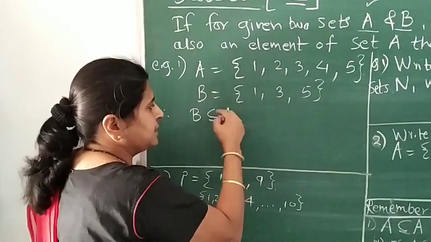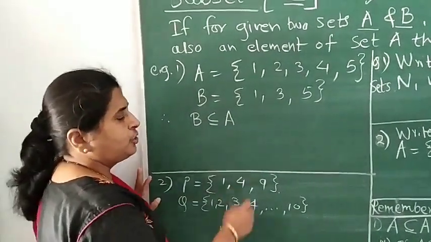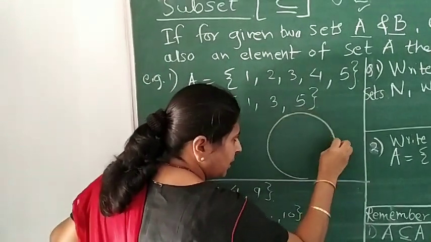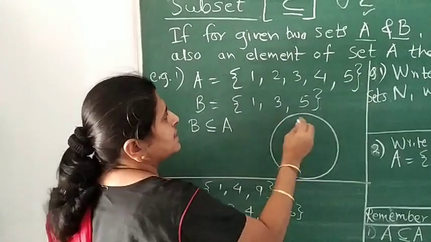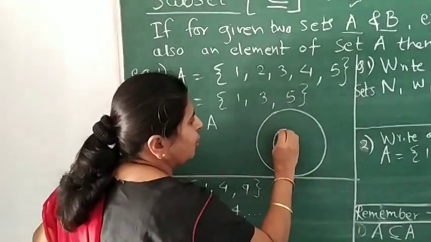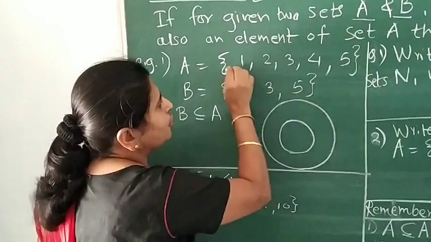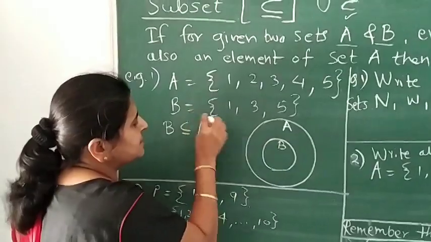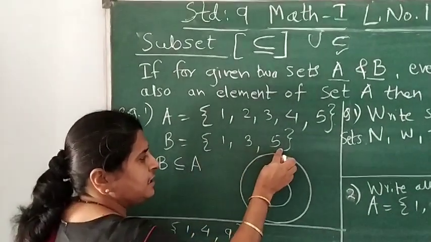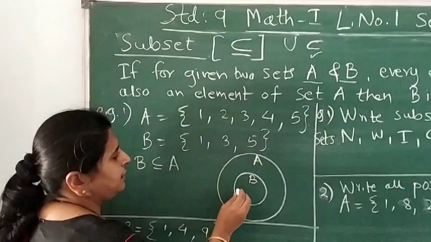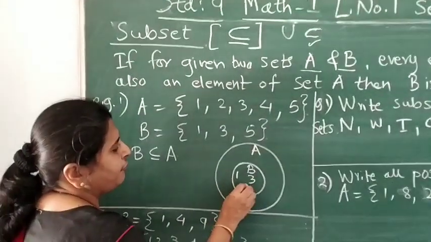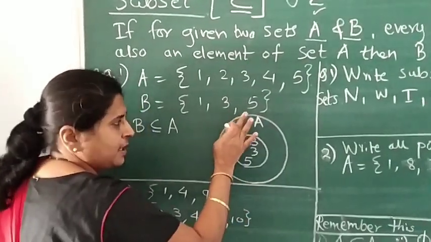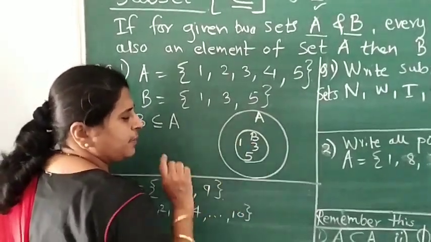And if we want to show this situation with a Venn diagram, we have to draw a bigger closed figure. Any closed figure shape can be drawn, and in that we can draw a smaller closed figure. The bigger closed figure should be shown as A and the smaller one as B, because there are fewer elements here. Let's first write the elements of B here: 1, 3 and 5. These are the 3 elements of B. Now this B is a part of A.